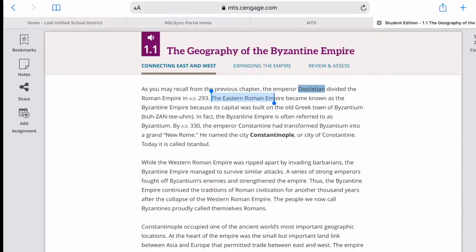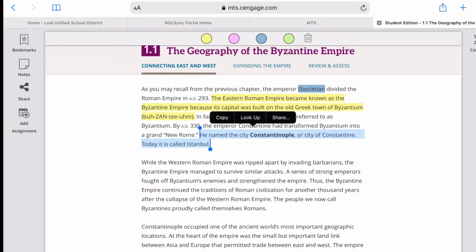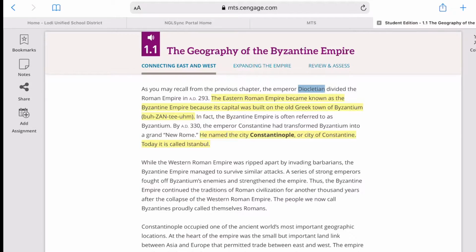So the Eastern Roman Empire became known as the Byzantine Empire because its capital was built on an old Greek town, Byzantium. In fact, the Byzantine Empire is often referred to as Byzantium. By AD 330, the Emperor Constantine had transformed Byzantium into a grand new Rome. He named the city Constantinople, or City of Constantine. Today it is called Istanbul.